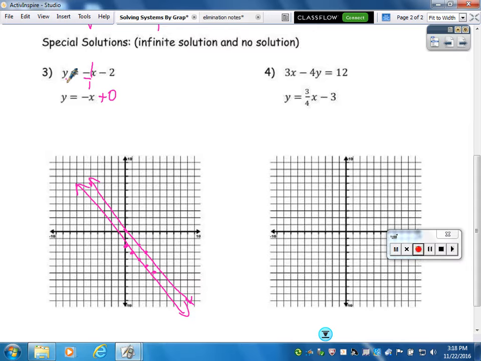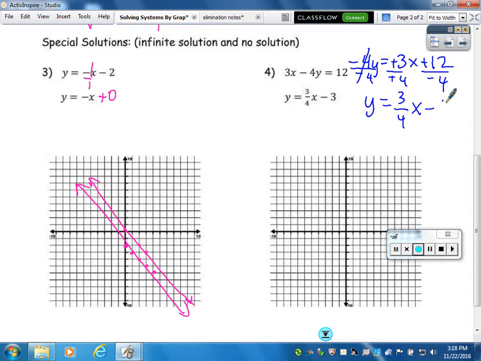Alright, last one here. I'm going to double check it. First thing we need to do is write that in slope-intercept form. So I need to subtract my 3x to the other side. So I have negative 4y equals negative 3x plus 12. Then divide everything by that negative 4. So if that first one was the no solution, then this one must be the infinite solution. So y is equal to positive 3/4 x minus 3.